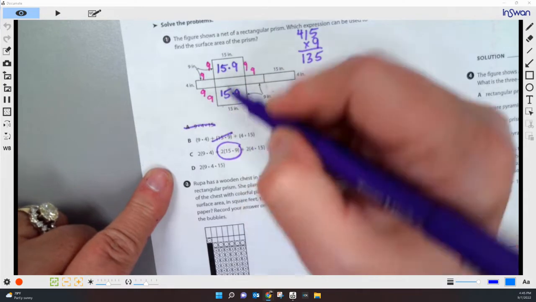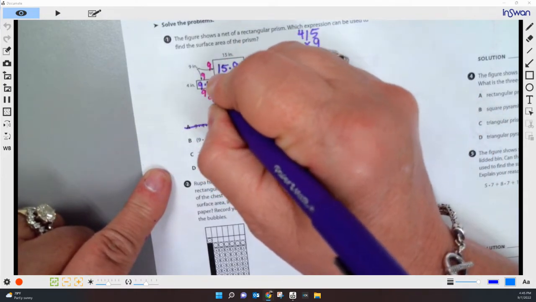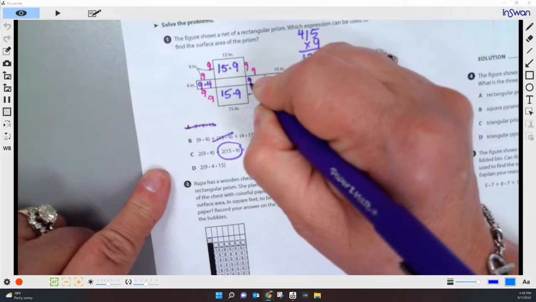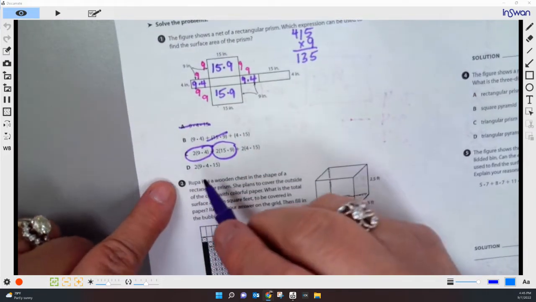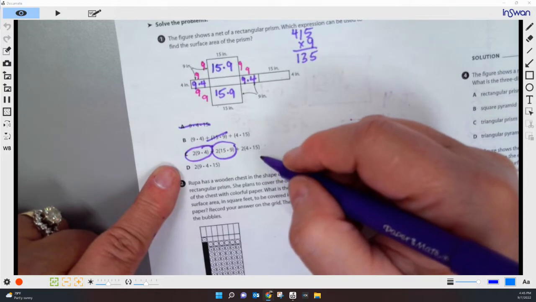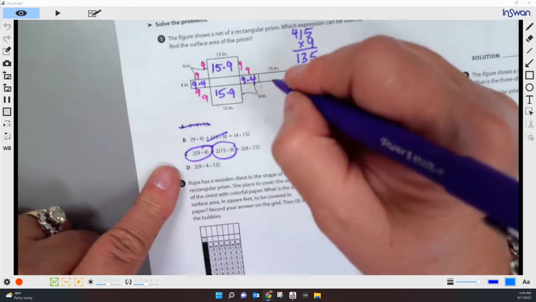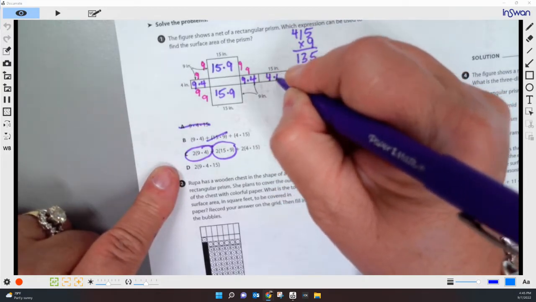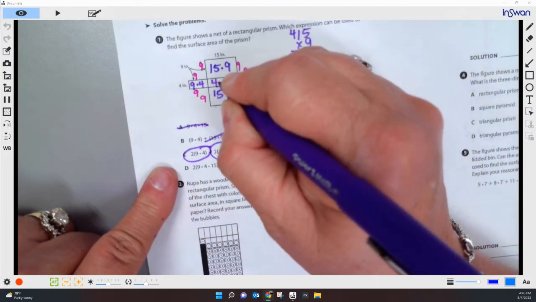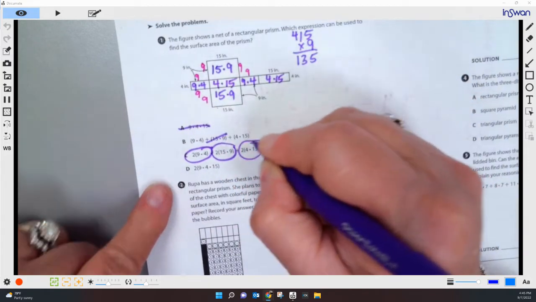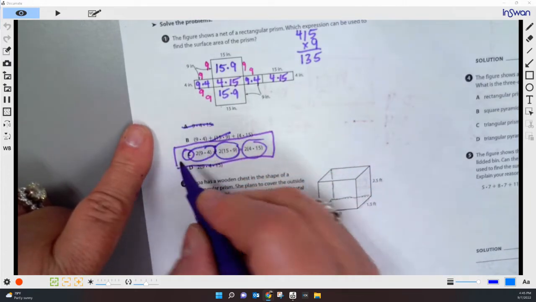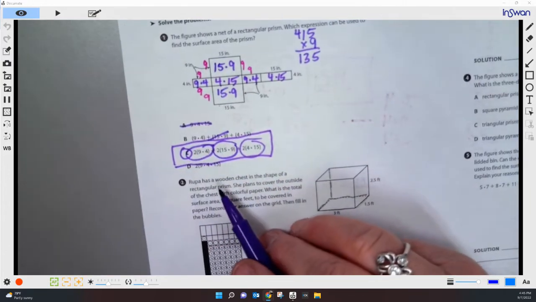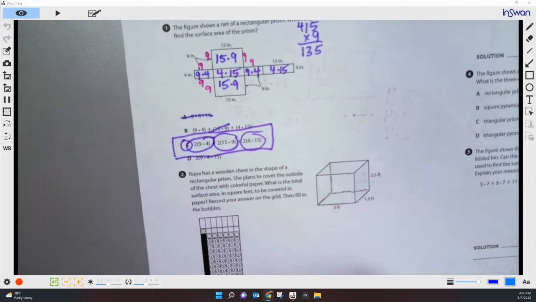On this end, this one is going to be 9 times 4, and I have 2 of those. And right there, I see my 2 9 times 4. So that plus that. And then the last section is 4 by 15. And that is 4 times 15, and I have 2 of those. So choice C matches and is what we need for all of that. Okay? Choice C is the correct answer.